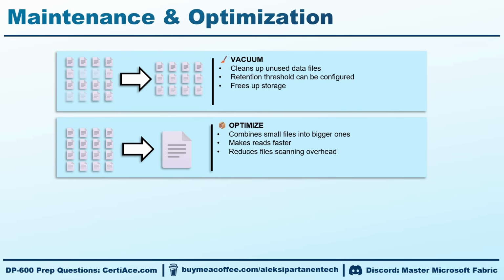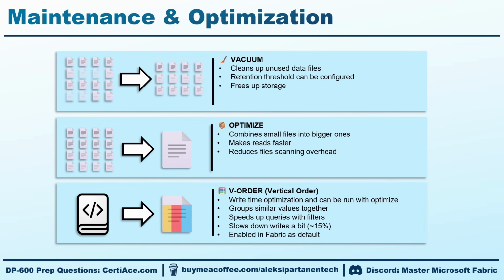Lastly, we have V-Order, which stands for vertical order, and it is a write-time optimization and can be run with the optimize command. Also, it can be turned on so that it's always on when writing the data. V-Order will group similar values together so that they are faster to query, and it will especially speed up queries with filters. The minor downside is that when turned on, it will slow down writes a bit, around 15%, but should make reads significantly faster, and thus V-Order is a good option to have turned on and is enabled by default in Fabric, which in my opinion is a good thing.